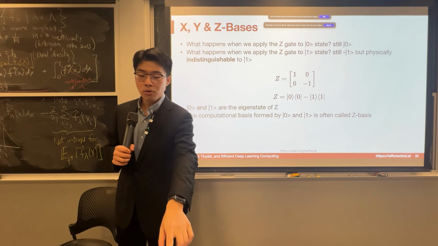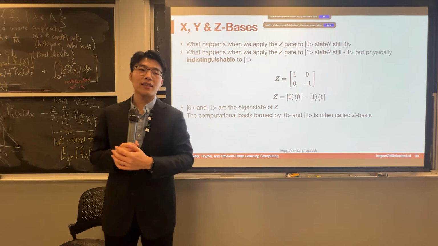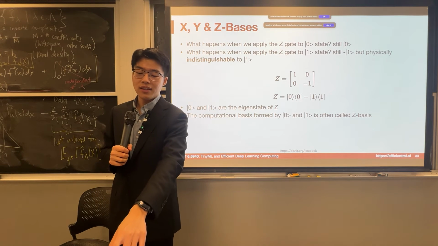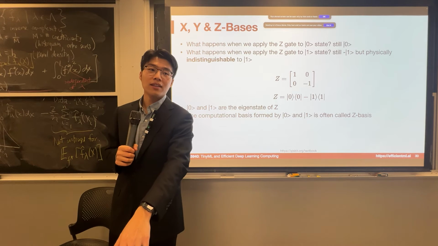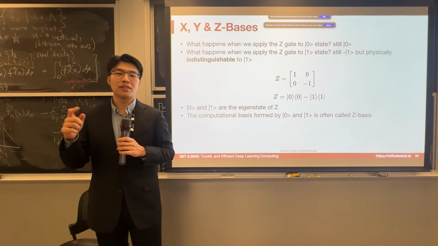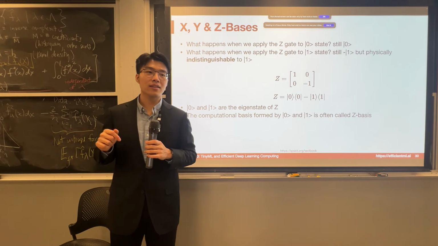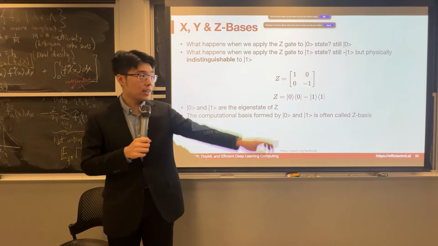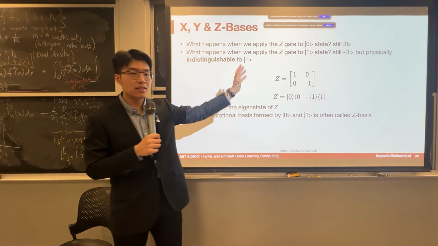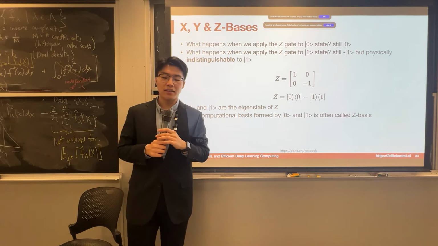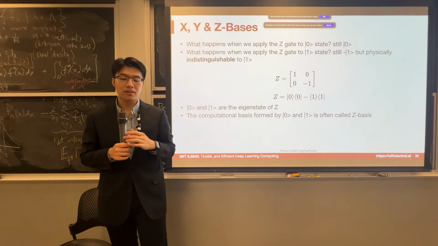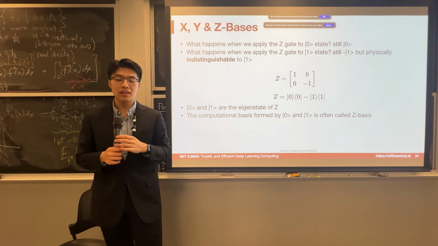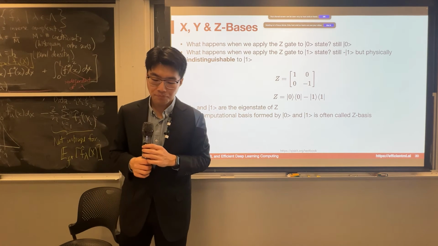But what happens when we apply the Z to the 1 state? If we do the multiplication, 1, 0, 0, minus 1, and the other is 0 and 1, we can know that the state will be 0 and minus 1. So that is actually minus the 1 state, right? In that case, we obtain minus 1, but that is physically indistinguishable from 1. That's why we say the global phase is not distinguishable.